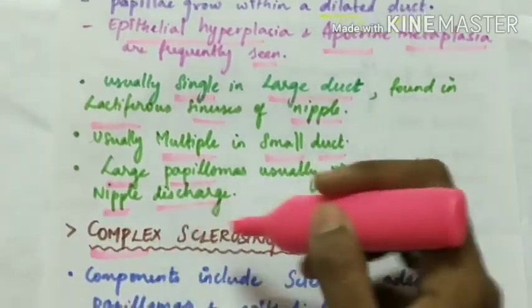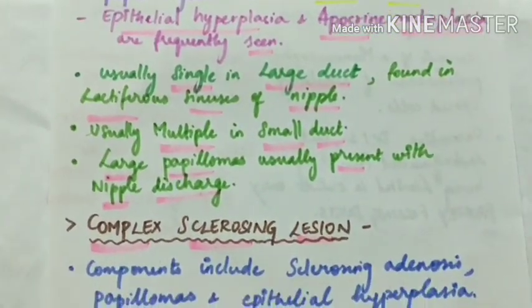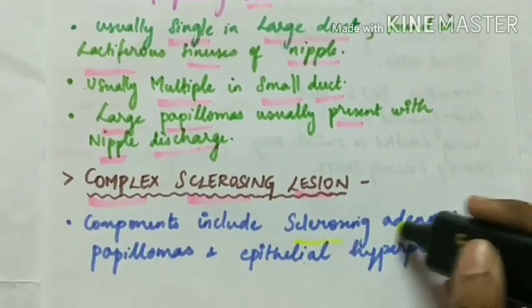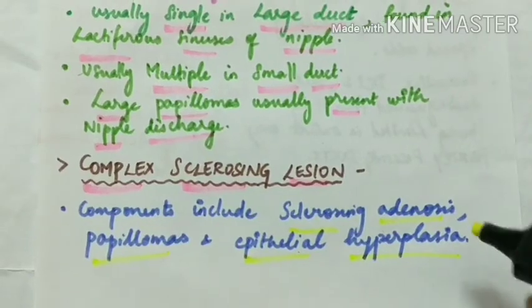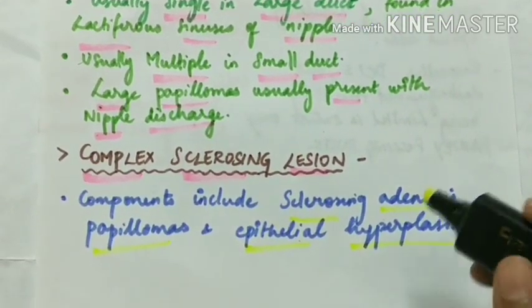Next is complex sclerosing lesion. Its components include sclerosing adenosis, papillomas, and epithelial hyperplasia. All these three are combined together in complex sclerosing lesion.